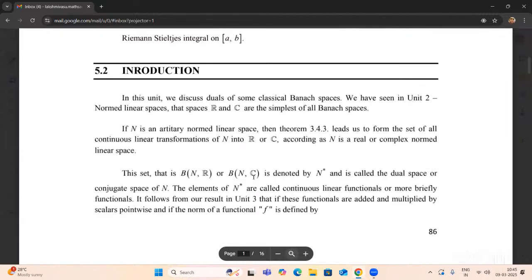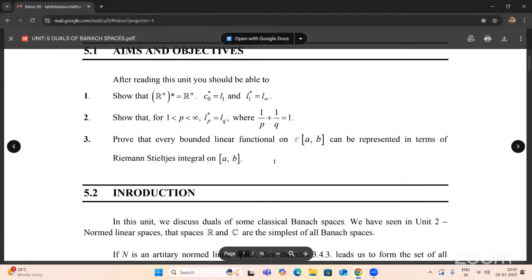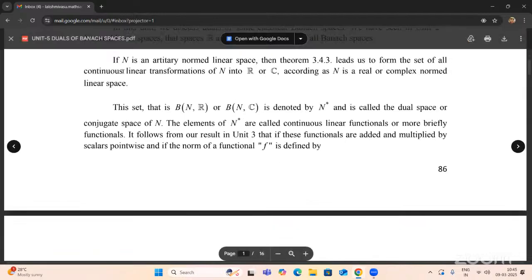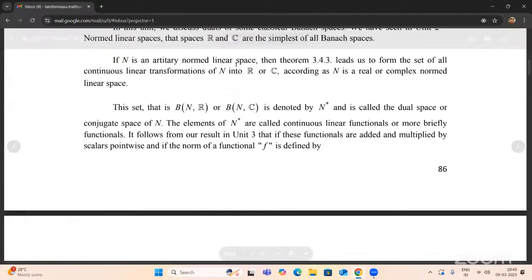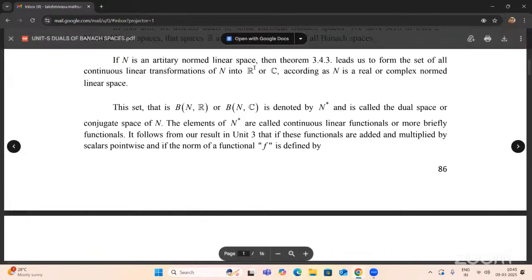The set of all bounded continuous linear functionals is called the dual. This is denoted by B(N, F), the set of all continuous linear transformations of N into the field F. Suppose the field is the real numbers, then it is called a Euclidean space or real linear space.